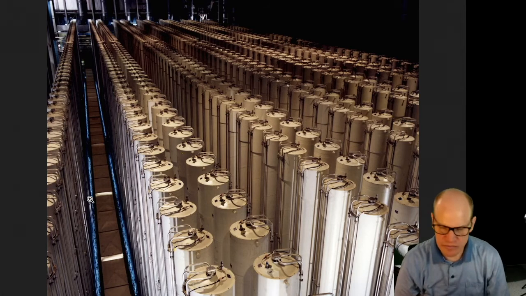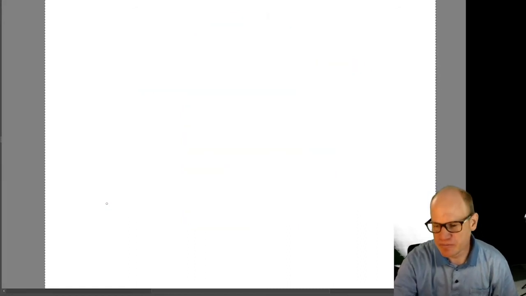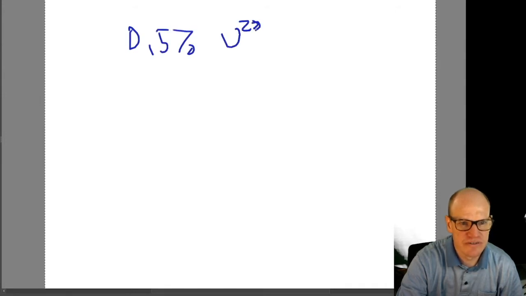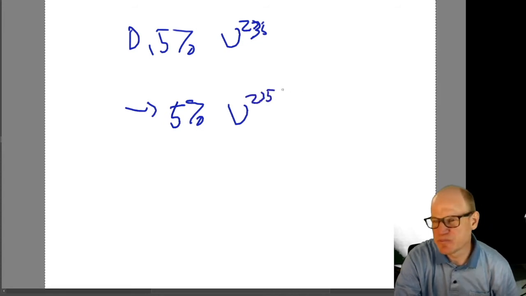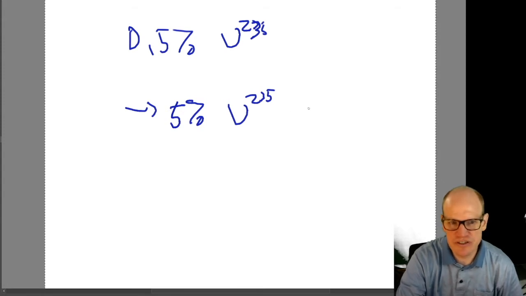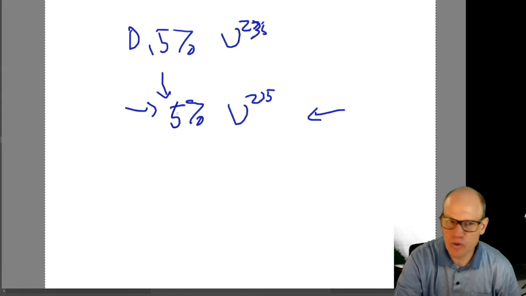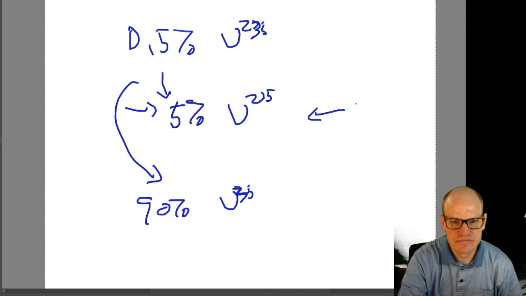Now, if you want to enrich uranium to the point where you want to make commercial nuclear energy, then you will enrich your uranium from 0.5% uranium-235 to less than 5%, but we'll say you enrich it by a factor of 10 up to 5% uranium-235. It's typically more like 3%. So commercial reactor, electricity-producing nuclear fuel is 5% uranium-235. If you want to make a weapon, then you will enrich it to like 90% uranium-235. So this is for electricity, and this is for a bomb.